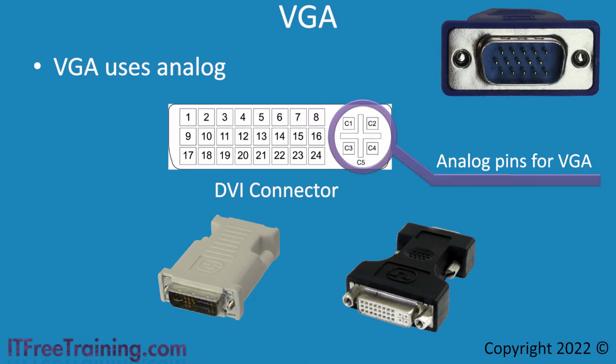Essentially, to do this, the correct pins on one side need to be connected to the correct pins on the other side. In some cases, the DVI plug will not have the analog pins. If this is the case, an active adapter is required in order to convert the digital signal to an analog signal. In a previous video, I covered the differences between a passive and an active adapter.